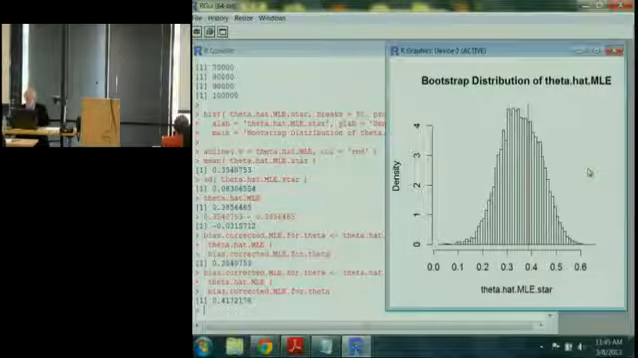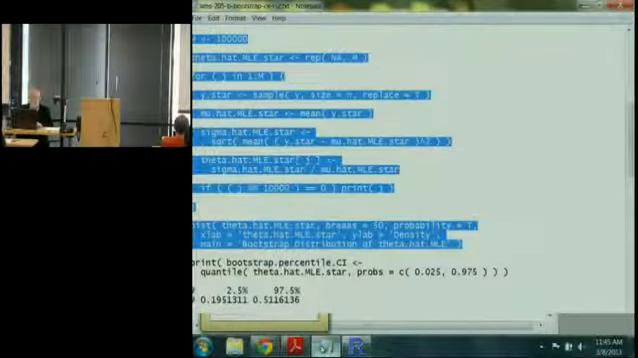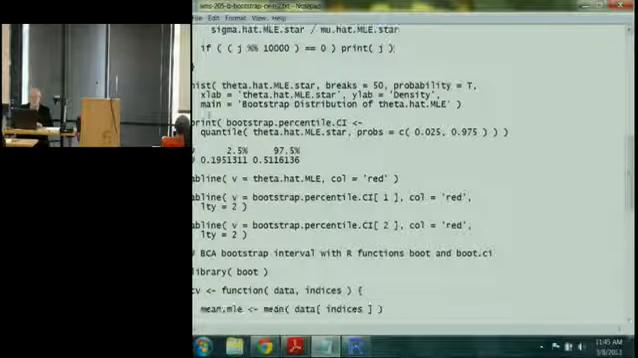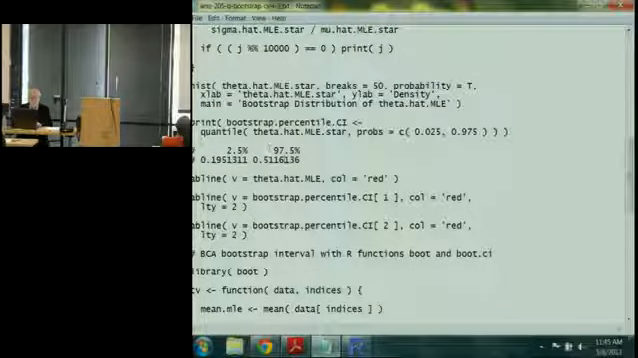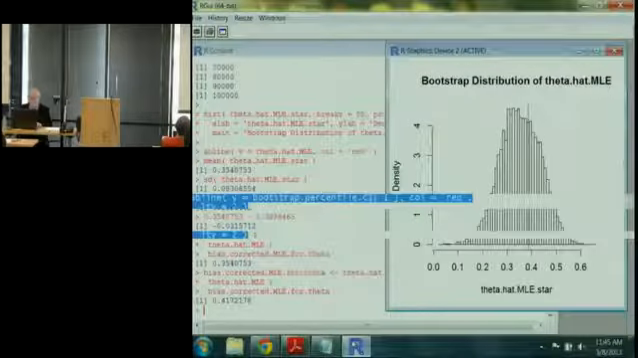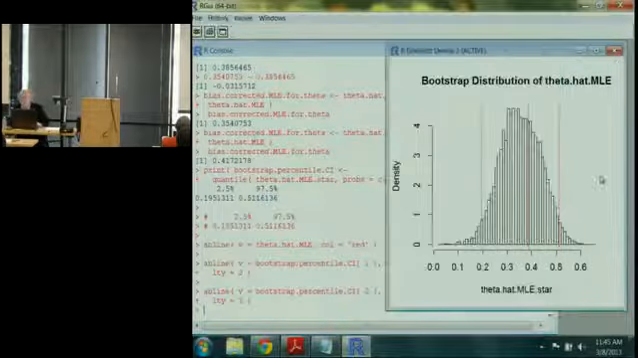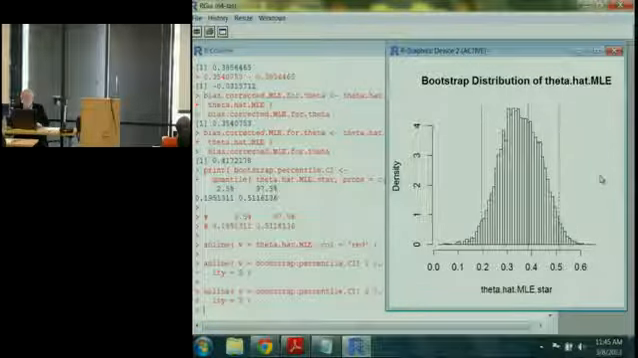So I can do that either using homegrown software, like what I have here. Basically I just say, all right, the bootstrap percentile confidence interval is what I get just by running the quantile function on those theta hat MLE stars and picking out the 0.025 point and the 0.975 point. And once I've done that, I can go ahead and plot all of them. And I get an interval that runs from about 0.195 to about 0.512. And so there's my bootstrap 95% percentile method confidence interval, arrived at by some sort of funny blend of Bayesian and frequentist reasoning.